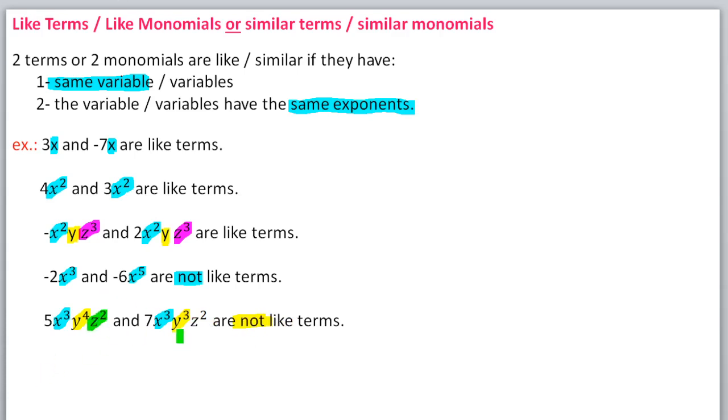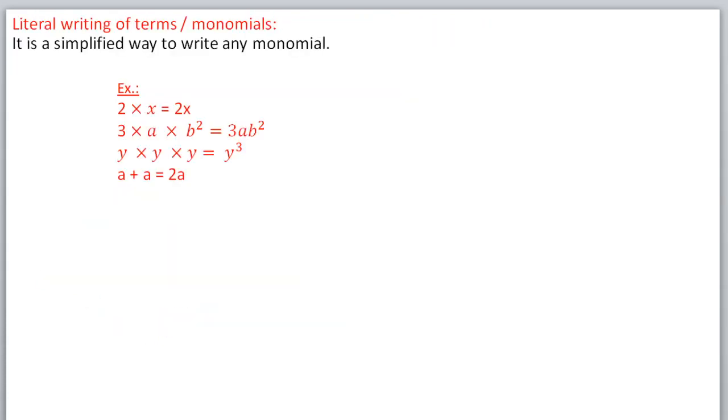But to have like terms, they must all be the same. All the variables, they must be the same. Okay? Same variable and same exponent. I mean y power 4, y cube. 4 and 3 are different. Anyway, let's go to the next one.